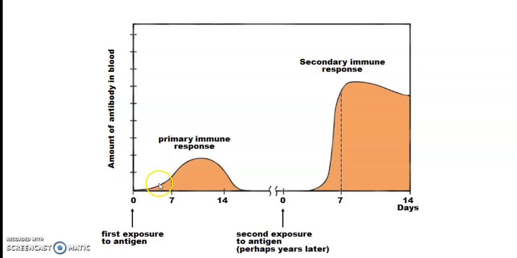So look what's happening. The first time you get an infection, right, it takes a while, 7 days, you're still kind of ramping up, and it doesn't get all the way up. So we might be sick for a little while. But if you see this antigen again years later, look how quickly the immune system responds, because those memory cells are there, and it responds so quickly and with so much that you probably won't even get sick the second time around. So that gives you some immunity from the disease.